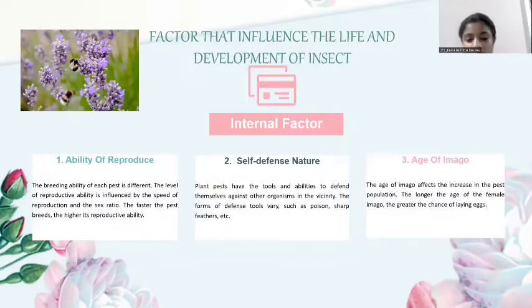Second, self-defense nature. Plant pests have tools and abilities to defend themselves against other organisms in the vicinity. The form of defense tool varies, such as poison, feathers, etc. And the last is egg of imago. The egg of imago affects the increase in the pest population. The longer the life of the female imago, the greater the chance of laying eggs.